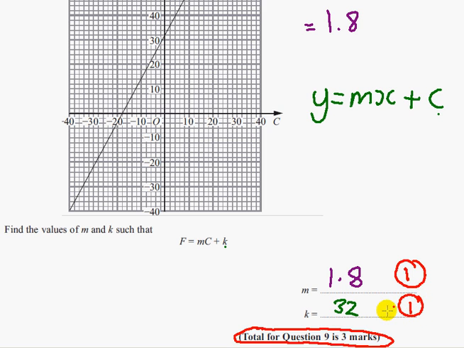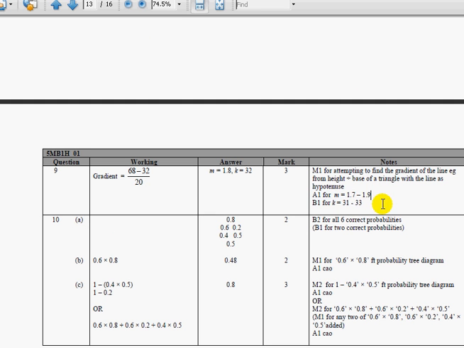Now if I just show you the mark scheme here, you get an accuracy mark for the gradient, which is m, for being in a range 1.7 to 1.9, and a mark for k being in a range of 31 to 33. Okay, and that's it.